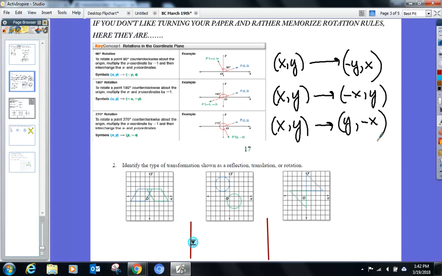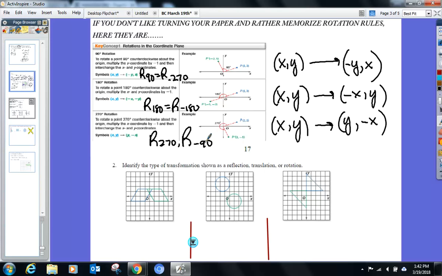Questions? Yes. Well, what did we just say? A rotation of 90 is the same thing as what? A rotation of what in the negative direction? 270. So those rules are the same for -270 and 90. 180 is going to be the same for -180. And 270 is going to be the same for -90. Yep. So it could work clockwise or counterclockwise.